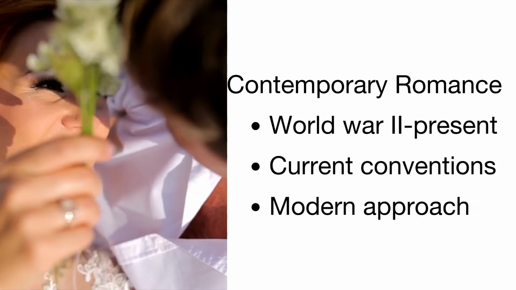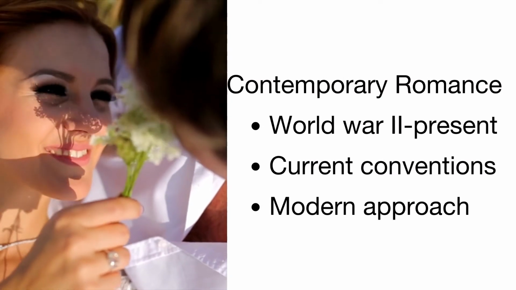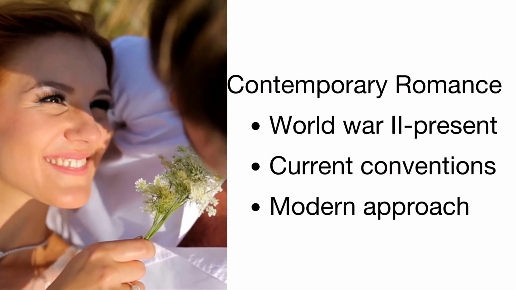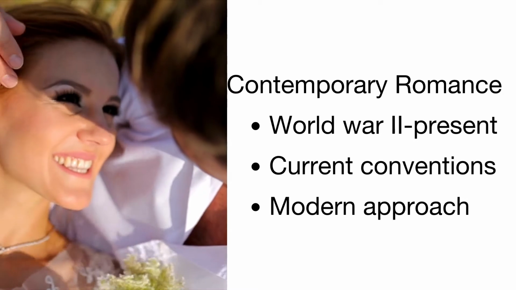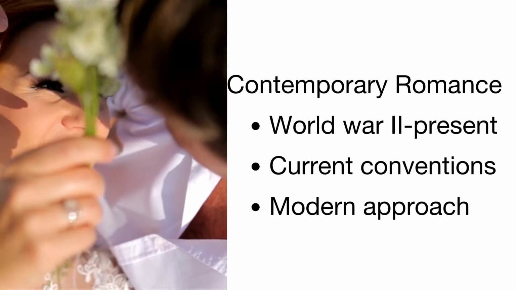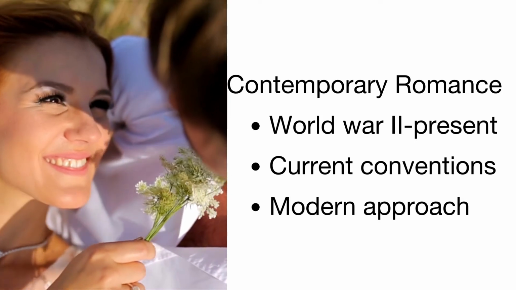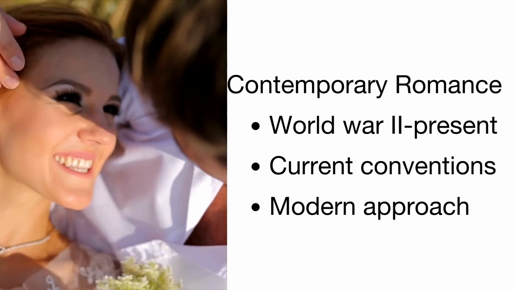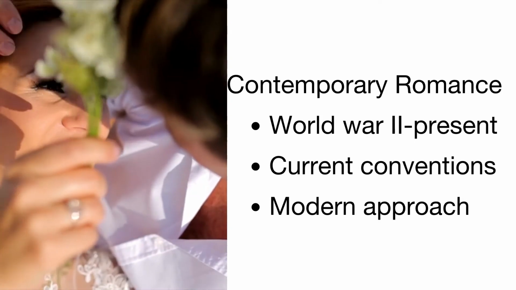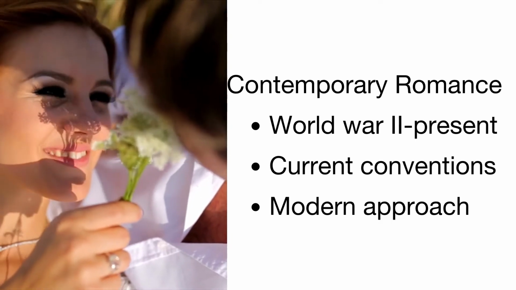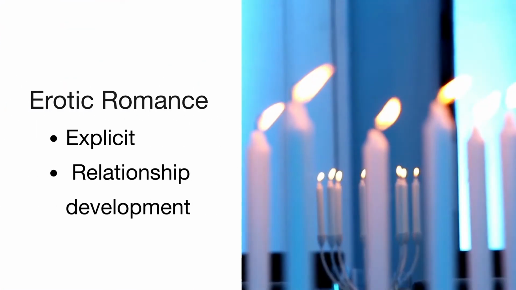Let's take a look at the types of romance subgenres. First, we have contemporary romance. One of the largest subgenres of romance, contemporary romance is often set in the time it's written, encompassing the time after World War II all the way to the present. Contemporary romances reflect the current conventions of a more recent time period, giving the genre a more modern approach.